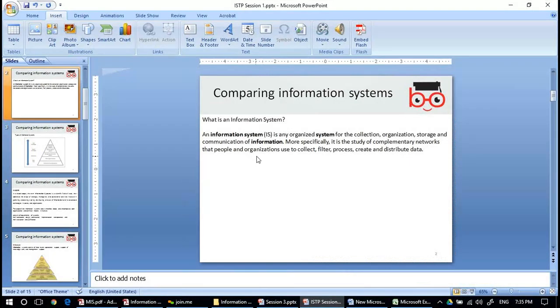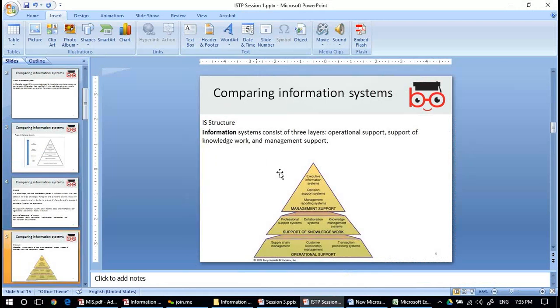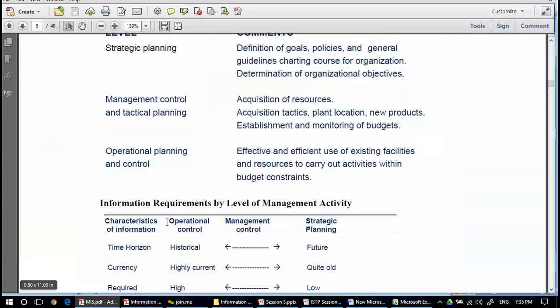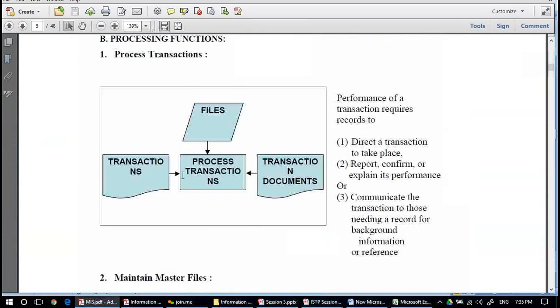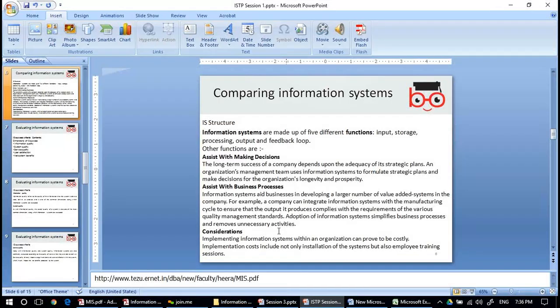We started with the information system. I am recapping the concept. What is an information system, types of information systems, scope, structurally, how they can be classified. They could be classified according to the functions, input, storage, processing. Further, they could be classified according to elements, operating elements, decision support concerns, management activities, organizational functions.